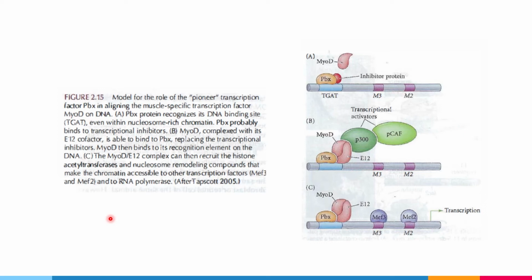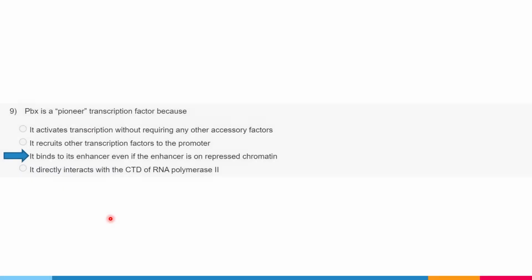The word pioneer is added only to a transcription factor when it goes and binds to repressed chromatin. MyoD or other transcription factors, such as even TFIID, which is part of the pre-initiation complex, can also recruit other transcription factors. But the pioneer word is added only because PBS can bind to the repressed chromatin. You understanding what I am saying?